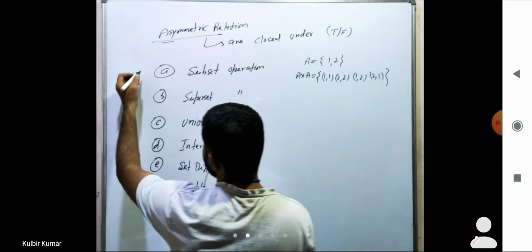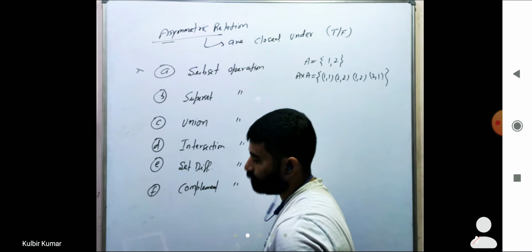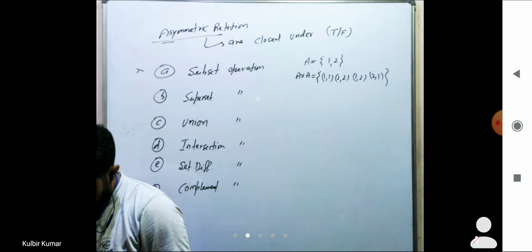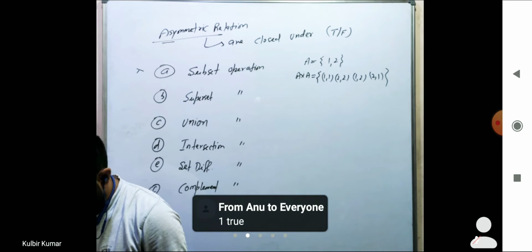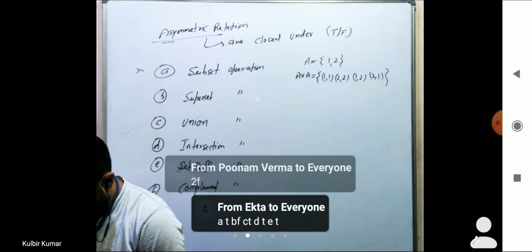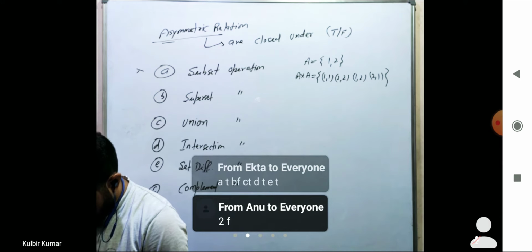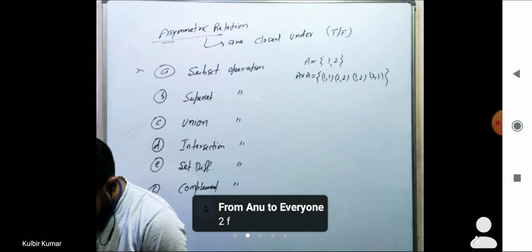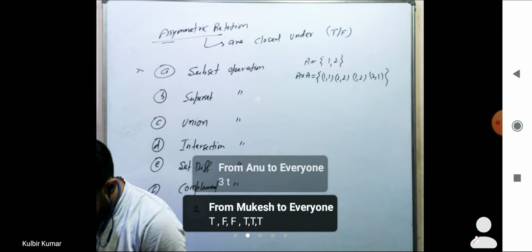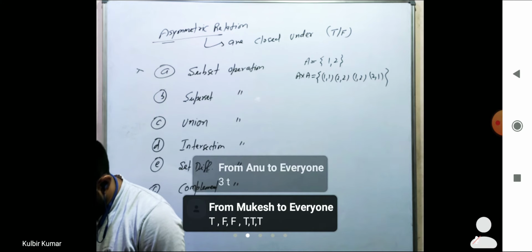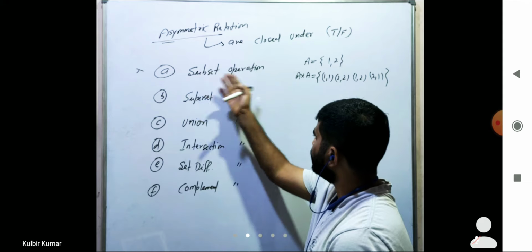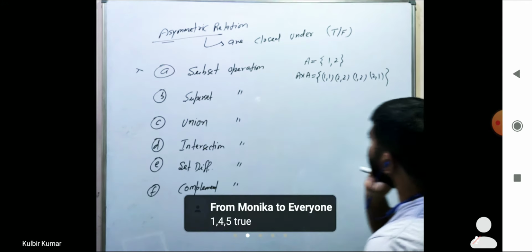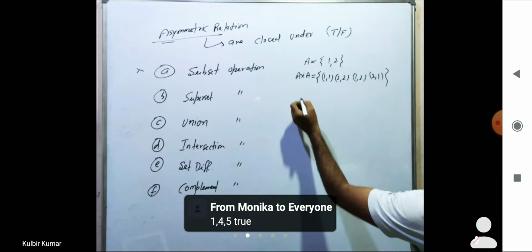Okay, Sandeep is saying this one is true. A true, B false, C true, D true, E true. Okay, you can match with my answer. Okay, so first one, subset operation. Is it closed under subset operation or not?